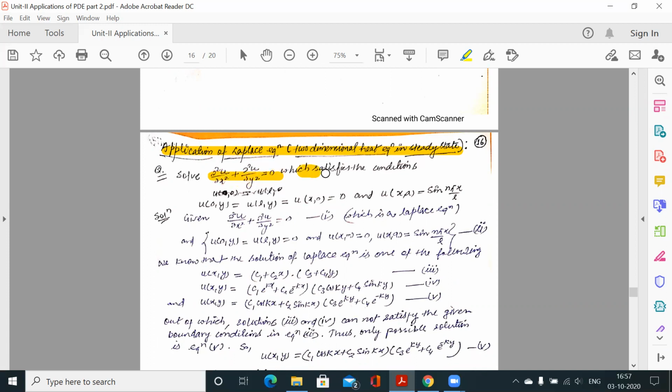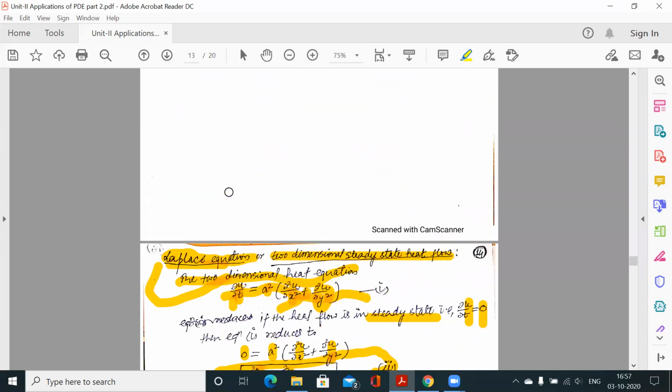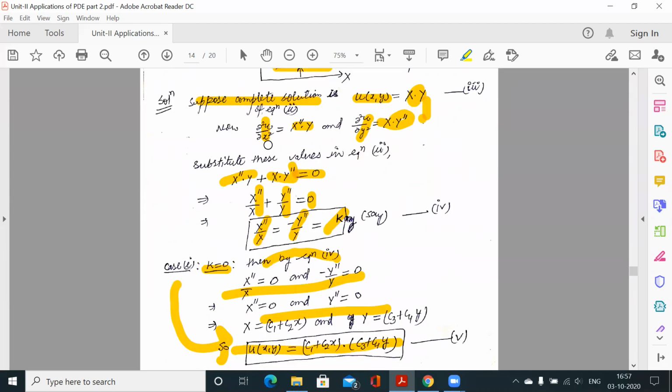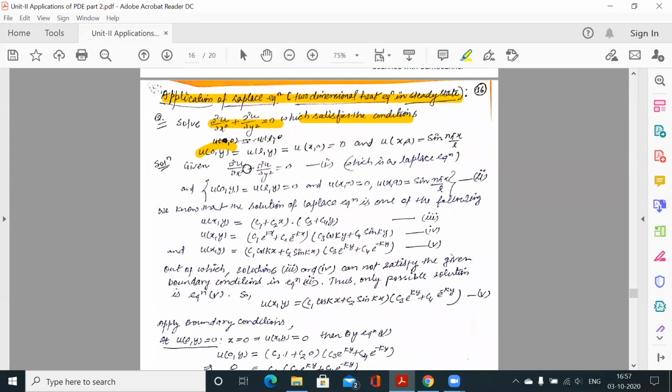So solve this, which satisfies the conditions. In the basic question, we did not know about the boundary conditions. So whenever we are asked any question based on the Laplace equation, we will be given some boundary conditions. Using those boundary conditions, we have to reduce our final solution. So these are the boundary conditions: u(0,y) = 0, u(L,y) = 0, u(x,0) = 0, and u(x,a) = sin(n pi x by L). So here we have four boundary conditions.